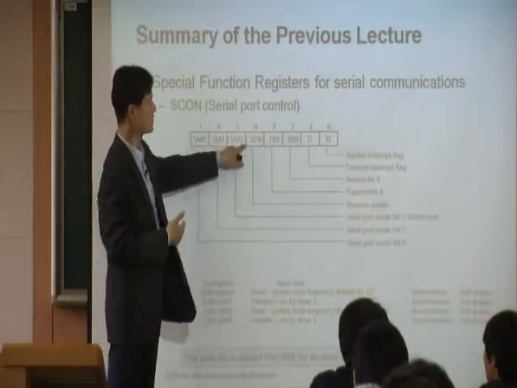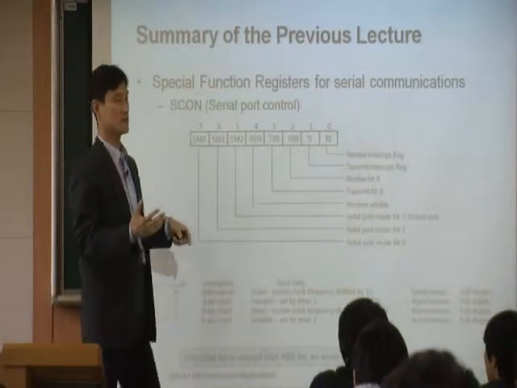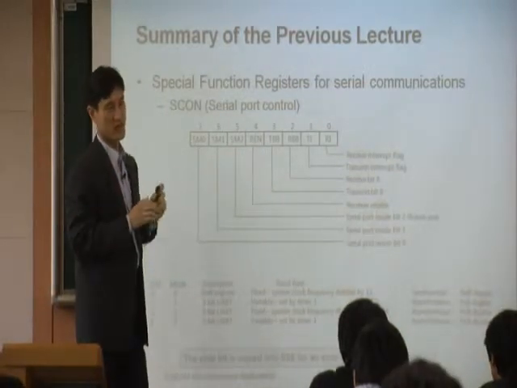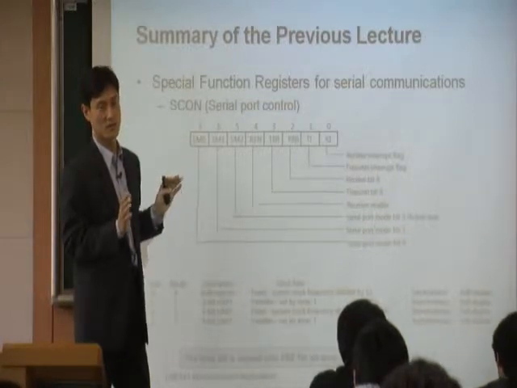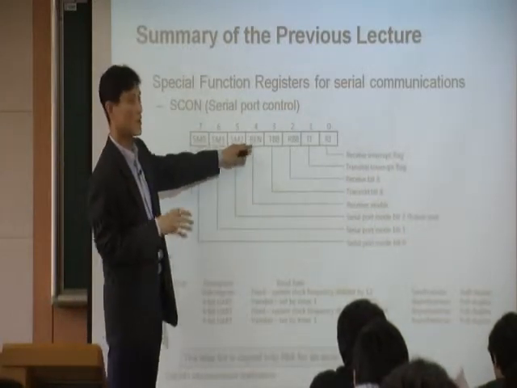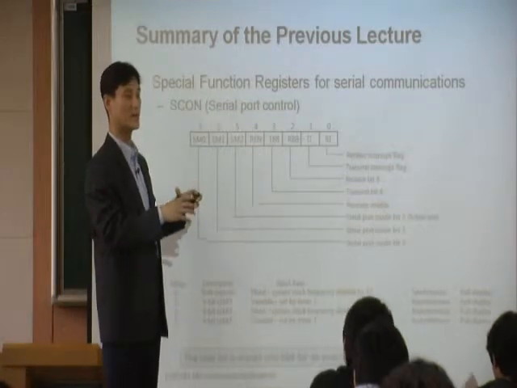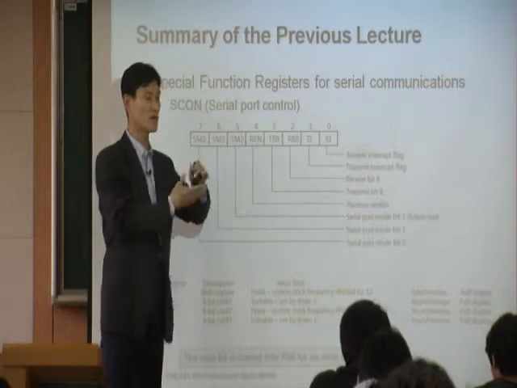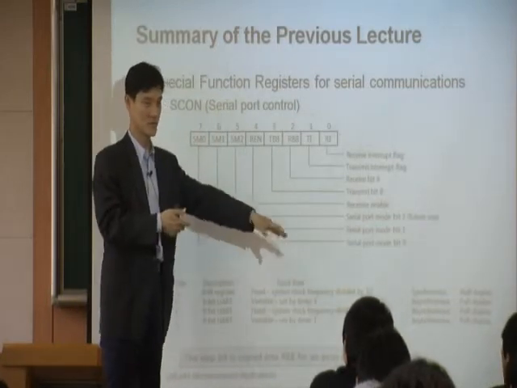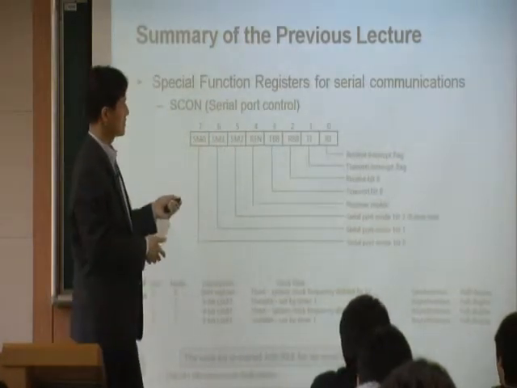But if you make it 0, that means I don't want to receive anything. Someone maybe is transmitting to you, but I don't want to receive it. So your serial communication hardware is not activated. It's not working. Even though someone is transmitting, maybe that's discarded. So that's what it is.